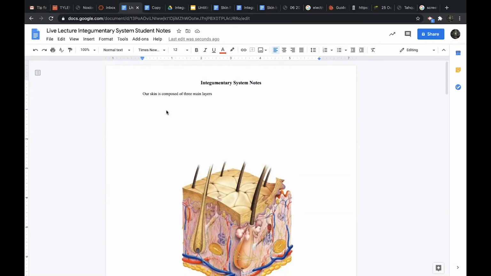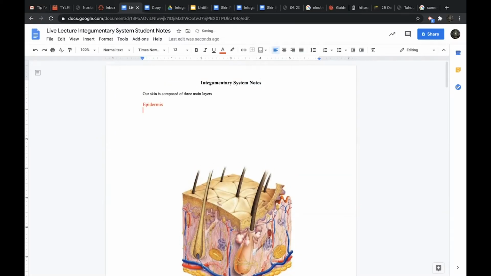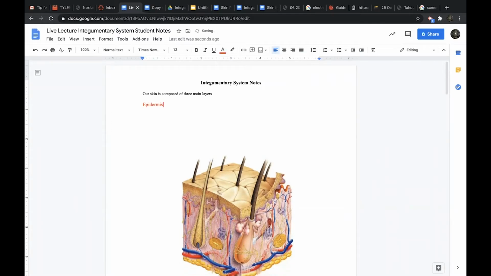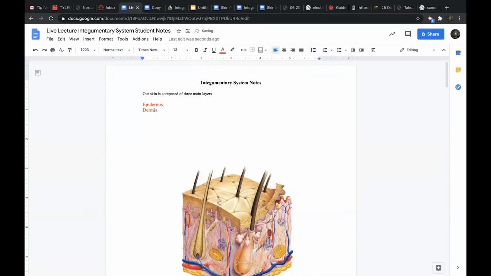The first one, which is the most superficial, is the epidermis. The next layer is the dermis, and the last one is the hypodermis.